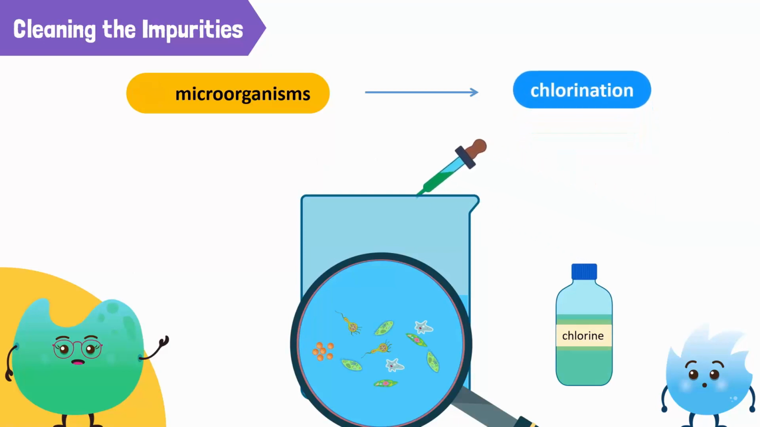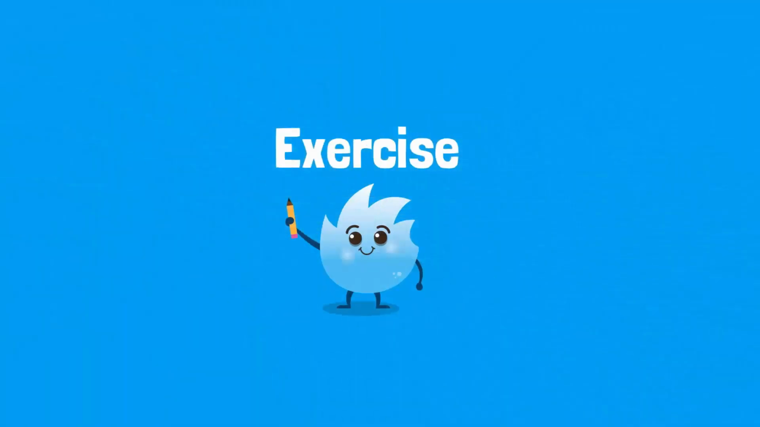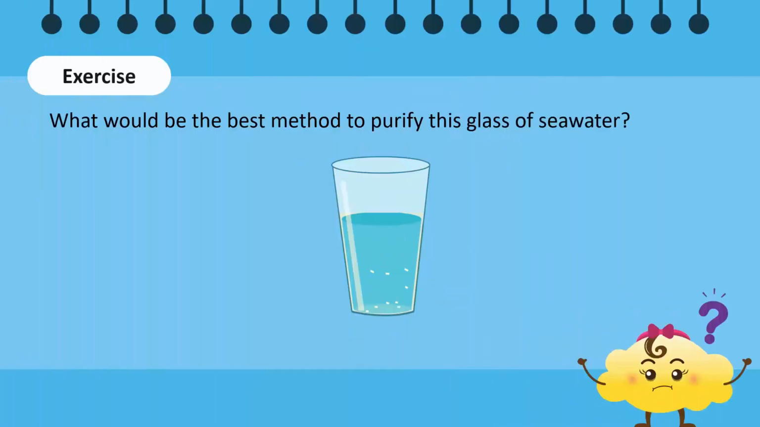Adding chlorine to the water kills the microorganisms in it. But using chlorine also has harmful side effects, which is why it's not used on a large scale. Time for an exercise! What would be the best method to purify this glass of seawater?